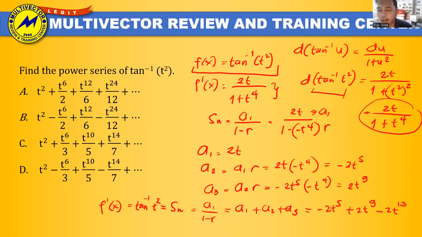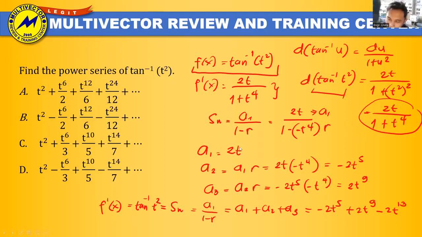Ngayon, our first derivative may resemblance yan sa infinite geometric sum natin. Let our infinite geometric sum Sn is just equals to geometric sum formula natin, a1 all over 1 minus r. Our a1 here, from this f prime of x, is 2t. Yung denominator natin 1 plus t raised to 4 is also equals to 1 minus negative t raised to 4. Yung negative t raised to 4 naman yung ating r.